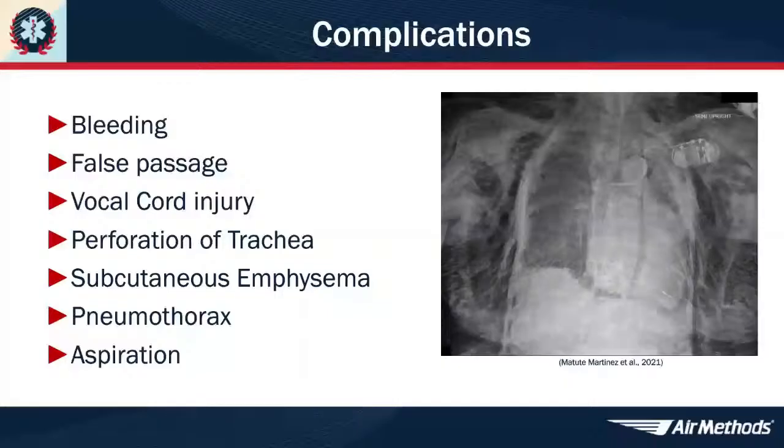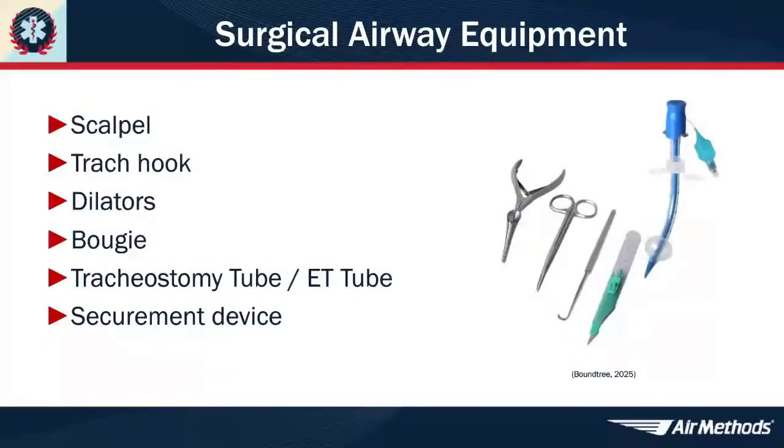Perforation of the trachea. Once you find the landmarks and you make that incision in the cricothyroid membrane, don't get too crazy. And it's easier said than done, because I can tell you your hands are going to be just shaking when you're doing this. So be very careful that you don't cut through the cricoid ring and actually cut down into the trachea. It can happen. You can get some subcutaneous emphysema, pneumothorax, aspiration. Those are all just things that kind of go along with it.